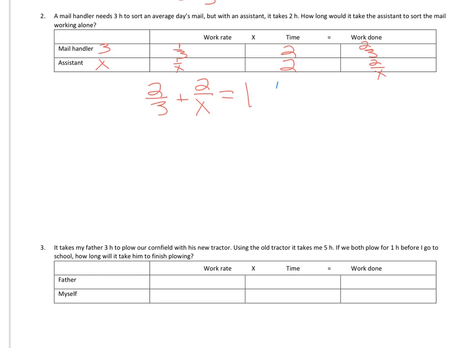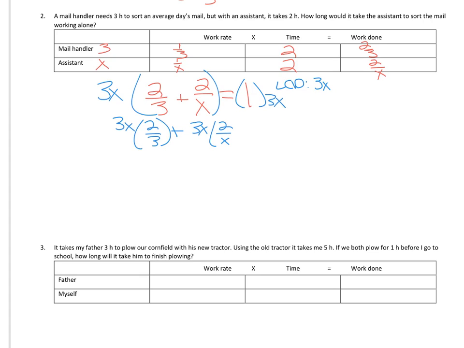So I want to get rid of those fractions. So what would I multiply by? 3x. Once again, I'm going to say this every single time. Make sure you multiply everything, absolutely everything, by that 3x. Okay, so we have 3x times 2/3 plus 3x times 2 over x equals 3x times 1.